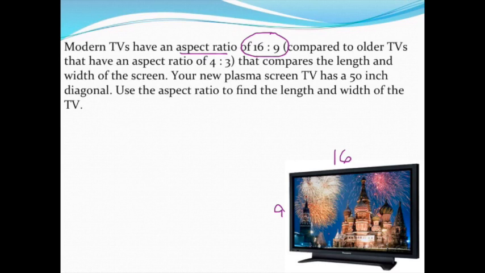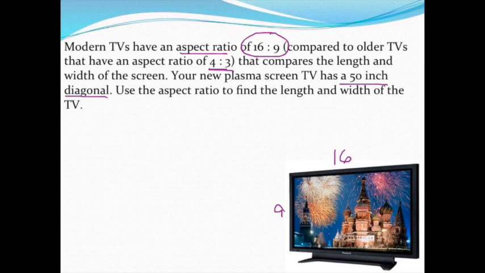This is compared to the older TVs, the blockier TVs, that are in a ratio of 4 to 3, meaning they were closer to being a square than these new televisions are. So our new plasma screen TV has a 50-inch diagonal. That's how televisions are measured, along their diagonal. And we're going to use this aspect ratio to find the length and width of our television.